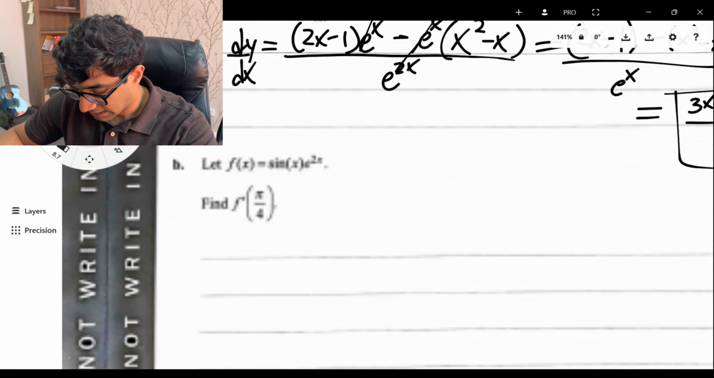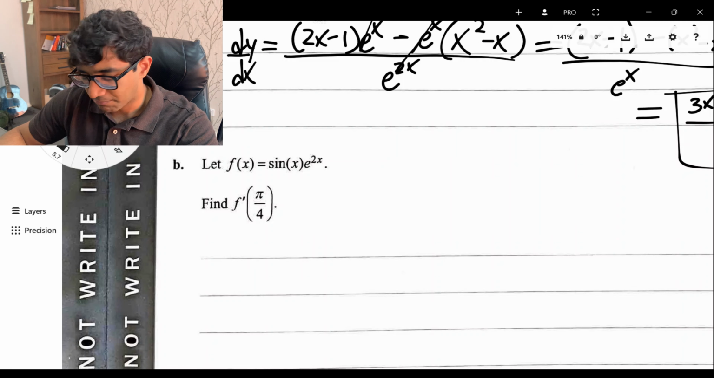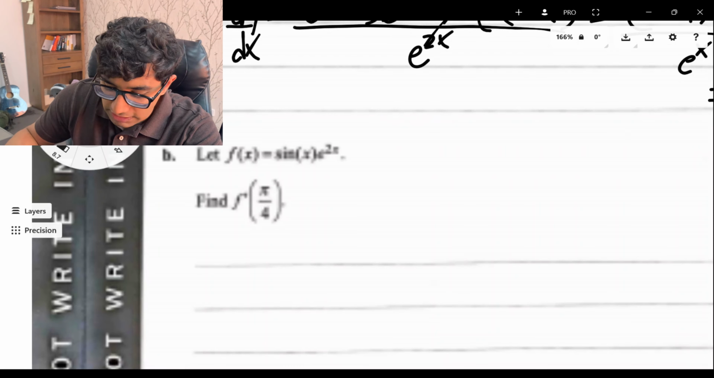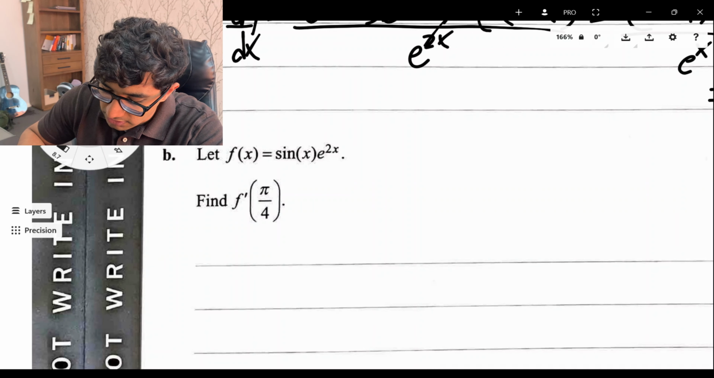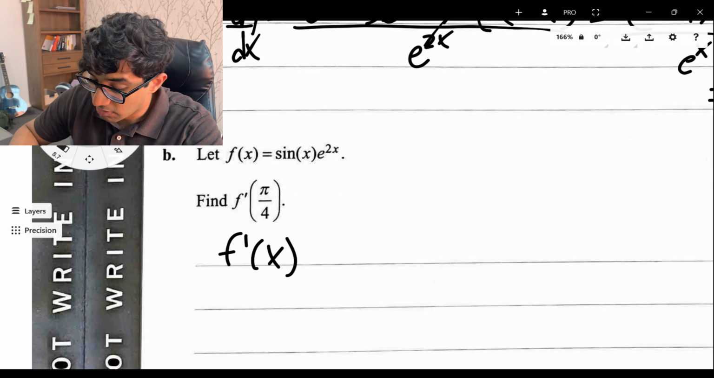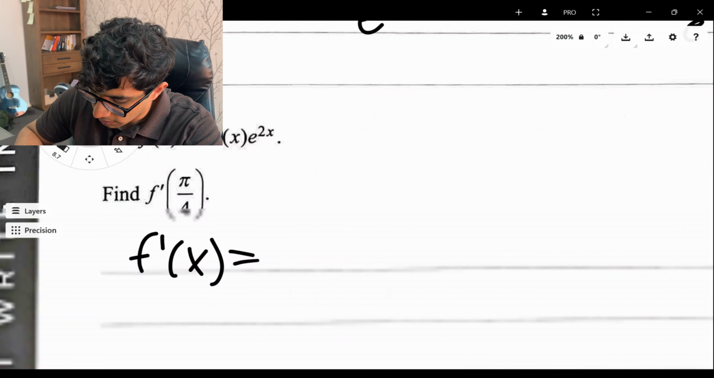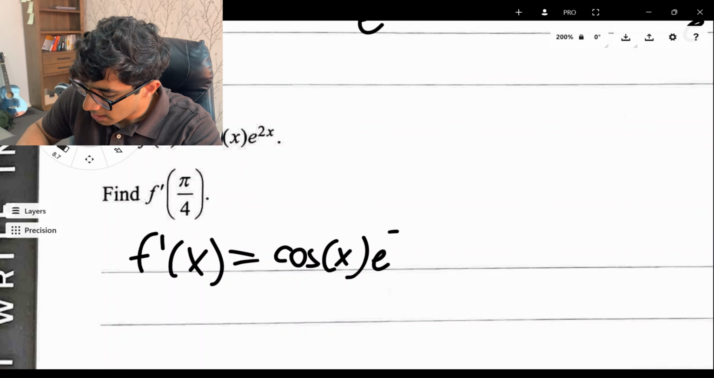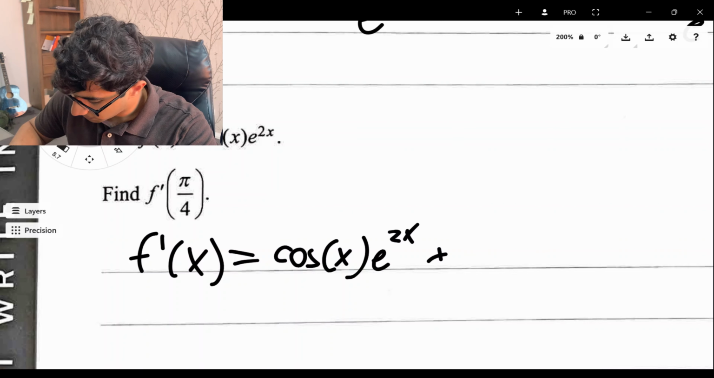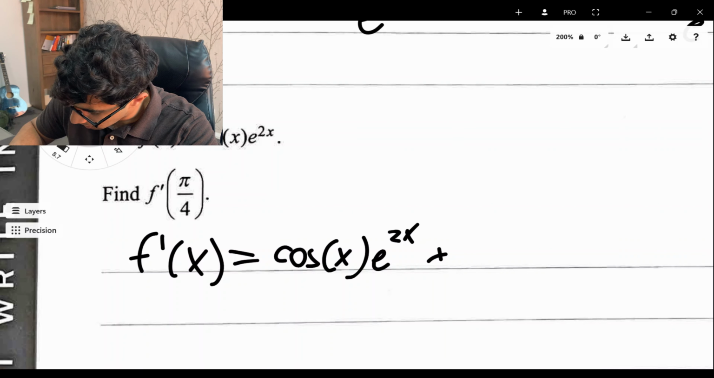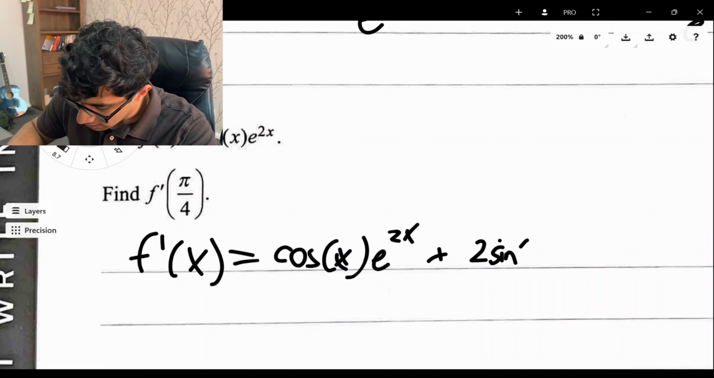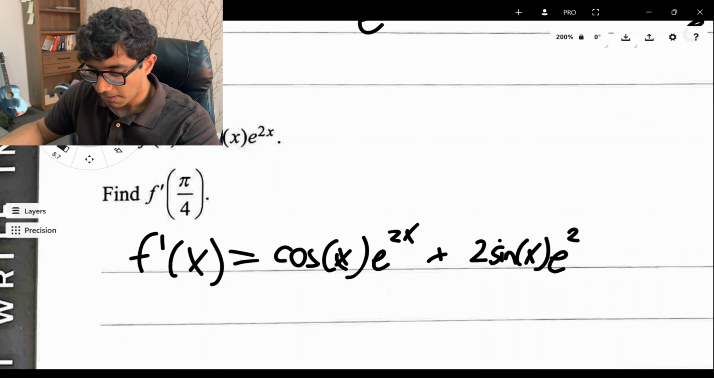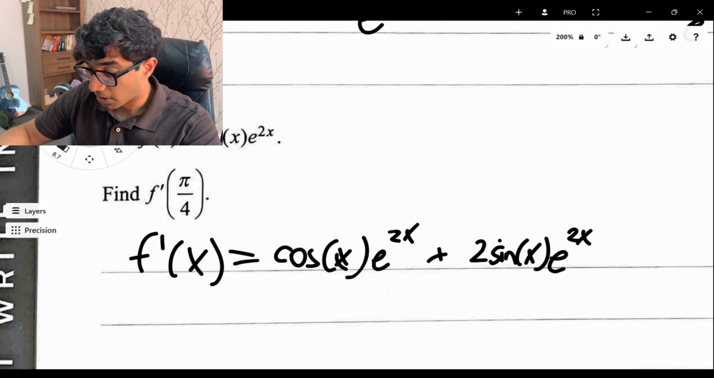B, let f of x equal to that expression. Find f prime of pi over 4. So the first thing we need to do, obviously, is find f prime of x. So we need to take the derivative, and we would use the product rule in this case. So differentiate the first part, and then differentiate the second part. So that would be 2 sine of x e to the power of 2x. So I've taken the derivative of both of my parts.